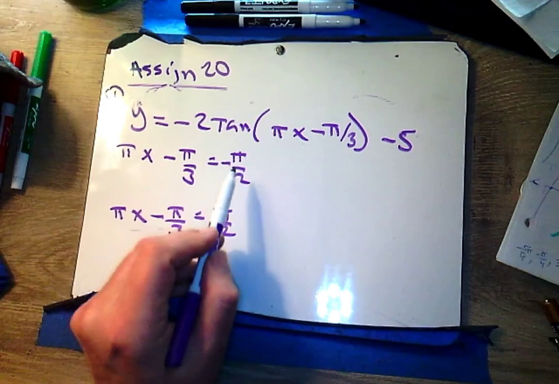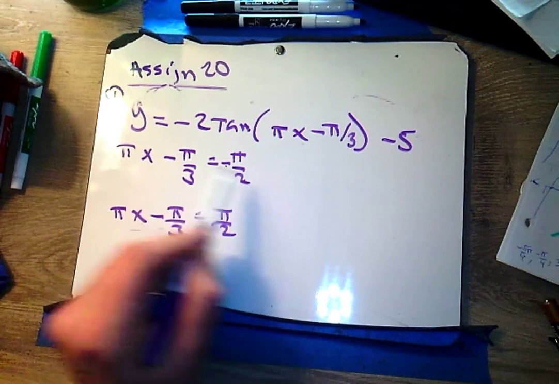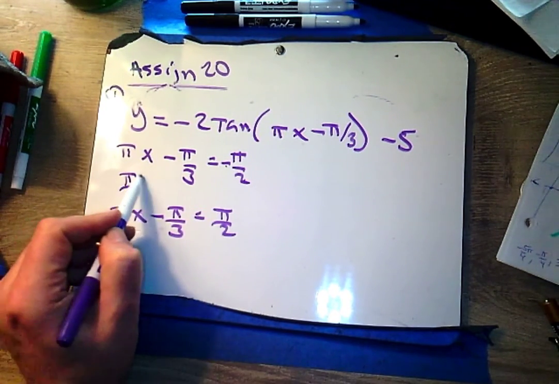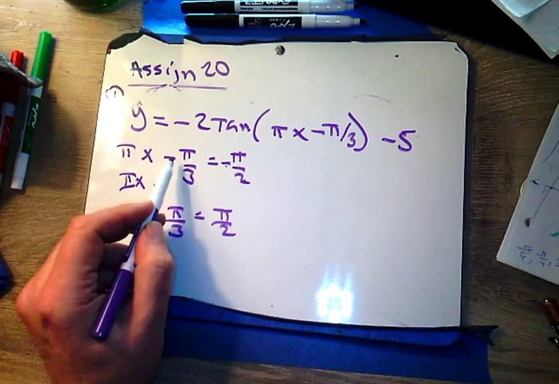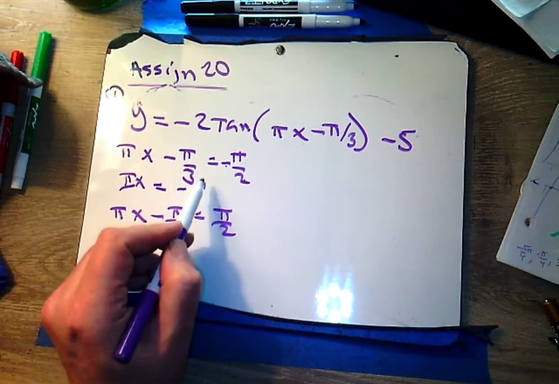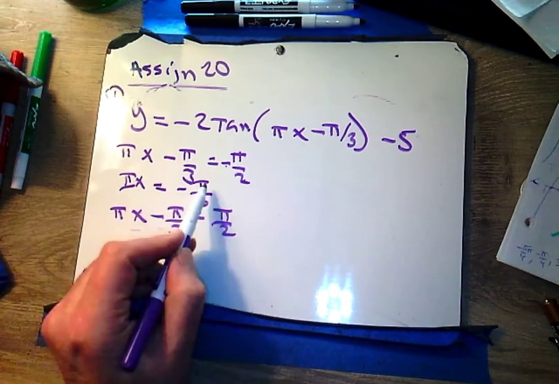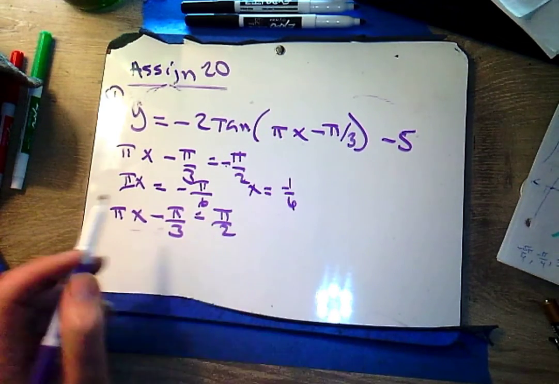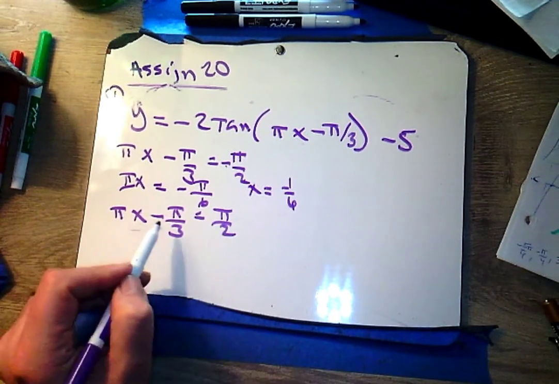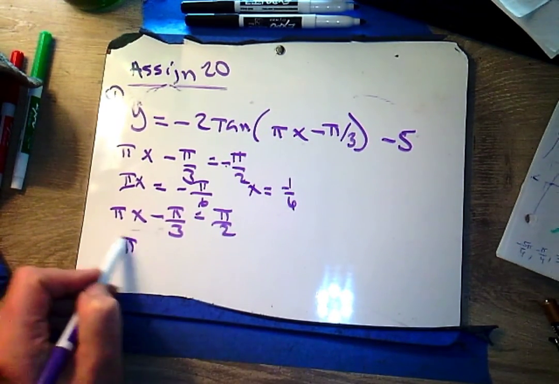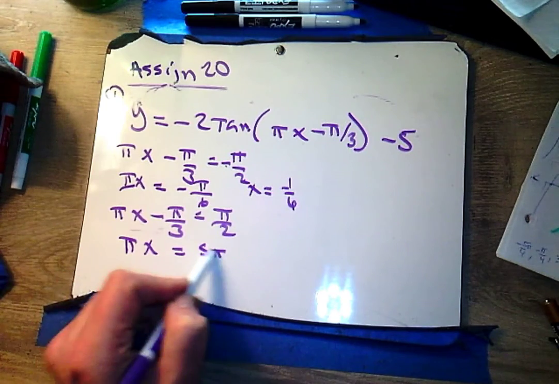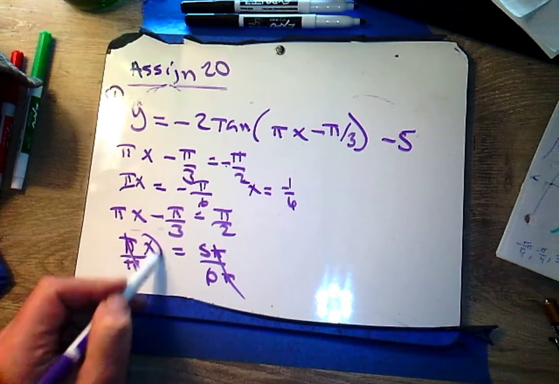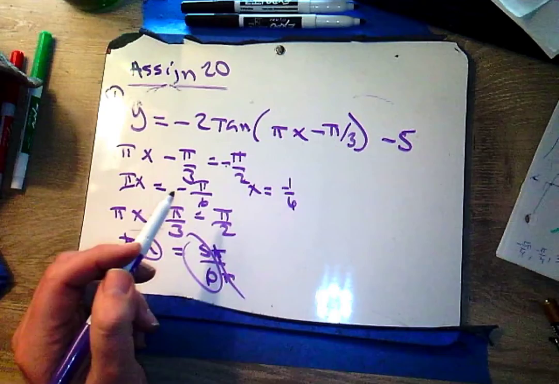So this is 3 pi over 6 minus 3 pi over 6 plus 2 pi over 6, which is going to be pi x equals minus 1 pi over 6. And if we divide both sides by pi, we get x equals negative 1/6. Here, I have 3 pi over 6 plus 2 pi over 6. That means I'm going to get 5 pi over 6. And if I divide by pi, I get x equals 5/6.